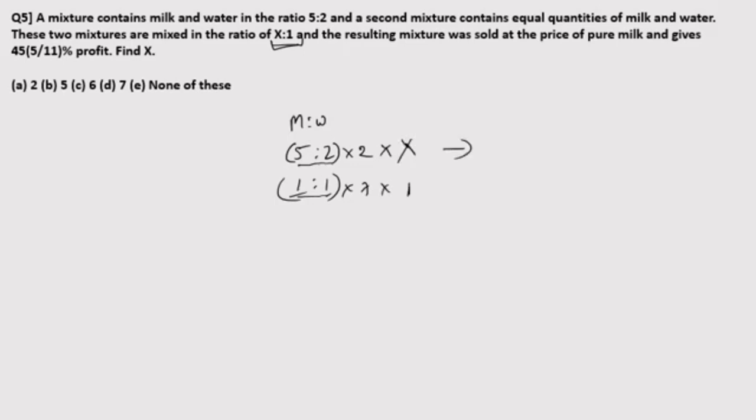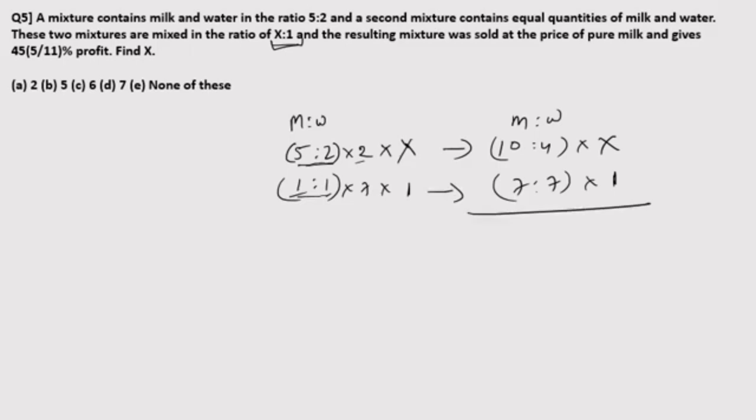So this becomes how much, guys? 10:4. This is the new ratio of milk to water. I just multiplied 5:2 with 2, this is 4, I'm multiplying with x, and second is 7:7, I'm multiplying with 1. Okay, now add this. This is 10x plus 7 is the milk quantity, and 4x plus 7 is the water quantity.